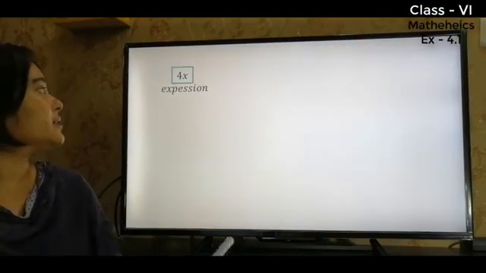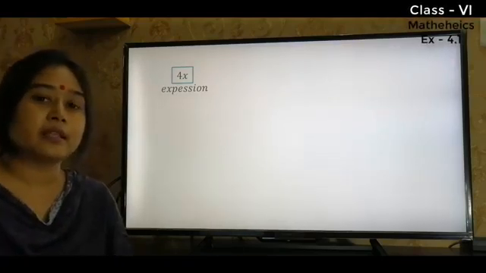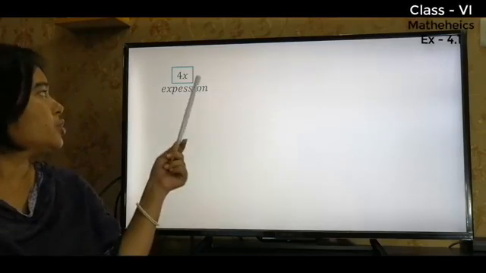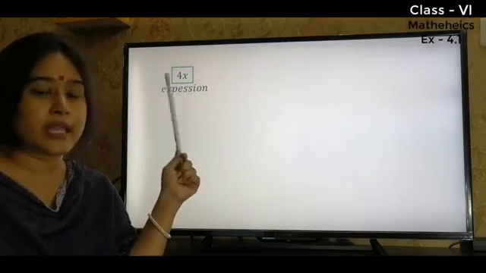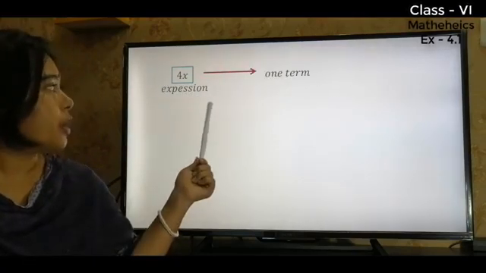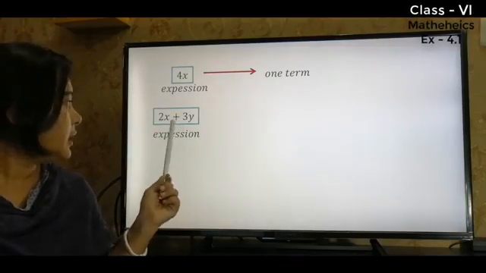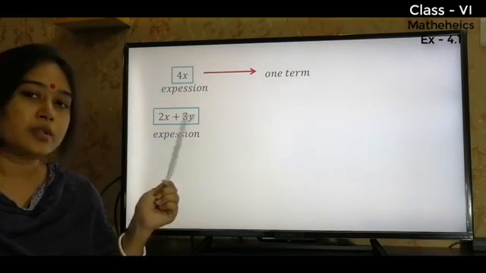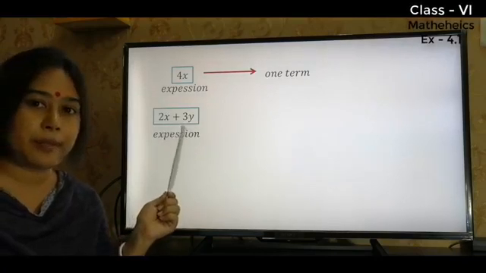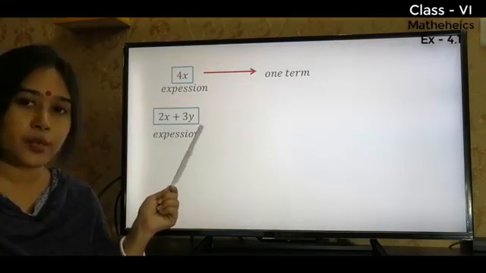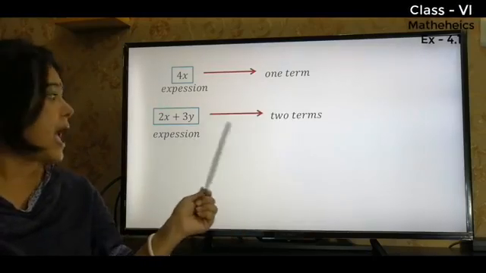So here is another example of an algebraic expression, that is 4x. How many terms are there in this expression? You can see there is no plus or minus sign, so there is only one term in this algebraic expression. So how many terms? One term. And here in this example, 2x plus 3y. How many terms are there? These 2x and 3y are linked with a plus sign. So 2x is a term and 3y is another term. So how many terms are there? There are two terms in this algebraic expression.